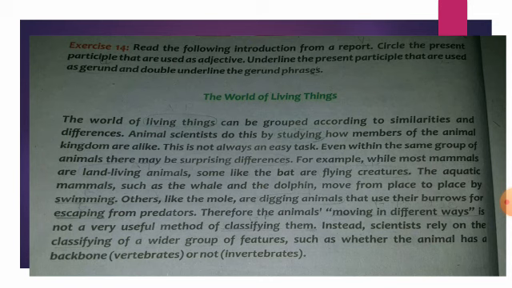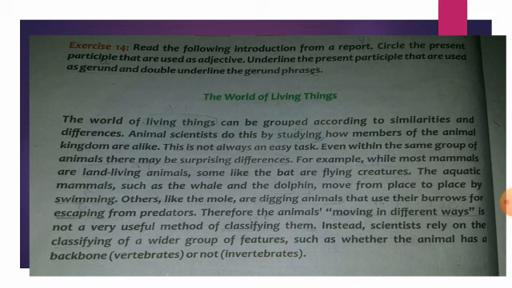In this, animal scientists do this by studying how members of the animal kingdom are alike. Now it is a gerund, so we will underline it. This is not always an easy task. Even within the same group of animals, there may be surprising differences. Now, surprising is an adjective. Here the present participle is used as an adjective, so we will circle it. For example, while most mammals are land living animals, land living is an adjective. Okay, so we will circle it.